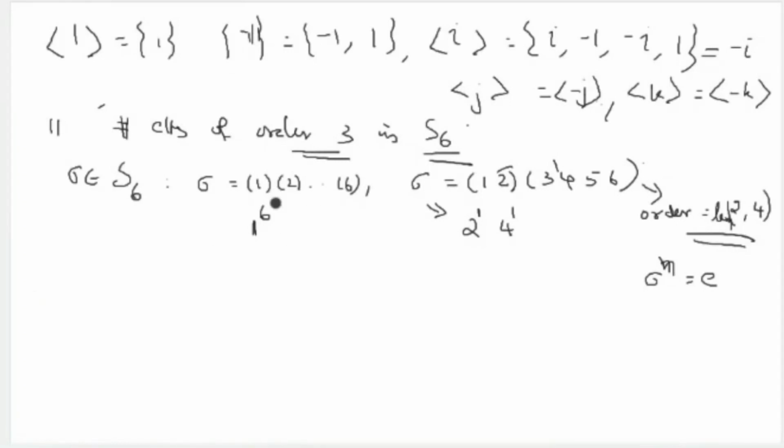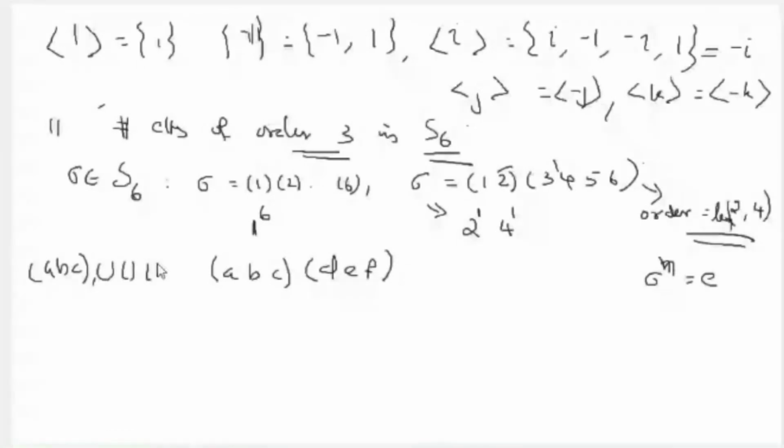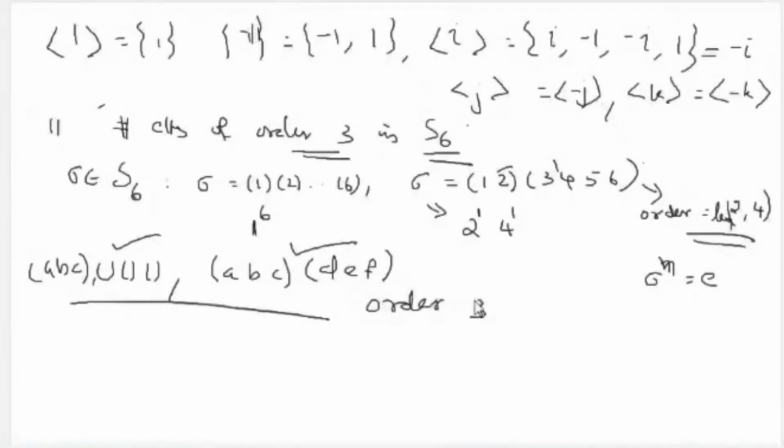So what are the possible structures of elements in S6? One is the identity element, then 2 cycles, 3 cycles, a 2 cycle and a 4 cycle, two 3 cycles, a 3 cycle with 1 cycles. Among all the structures, only two kinds of structures will give order 3, right? Any other structure, for example, a 2 cycle and a 4 cycle, what is the LCM? It is 4. So the order will be 4 for this particular element.